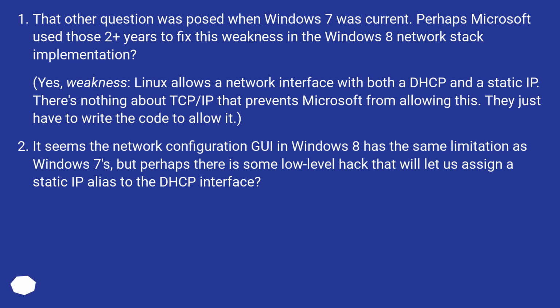It seems the network configuration GUI in Windows 8 has the same limitation as Windows 7's, but perhaps there is some low-level hack that will let us assign a static IP alias to the DHCP interface?